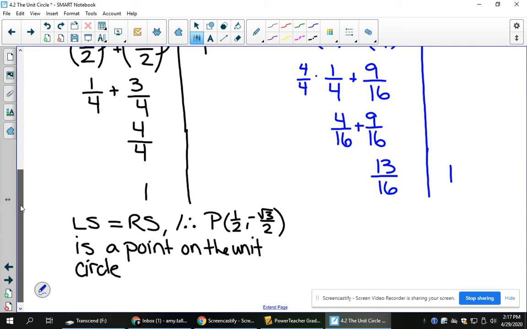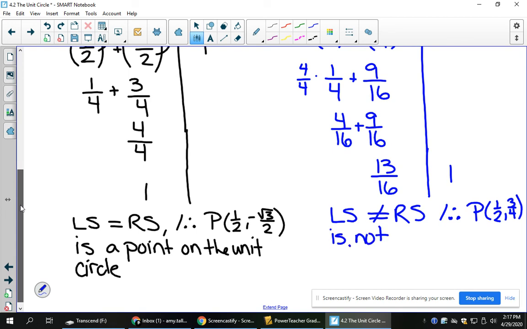And what have I got? 13 over 16 is equal to 1. Is that true? Absolutely not. I've got left side not equal to right side. Therefore, the point, what can I say about the point? It is not on the unit circle.